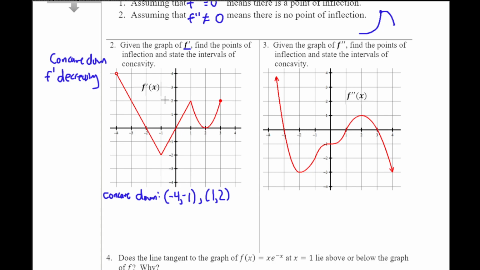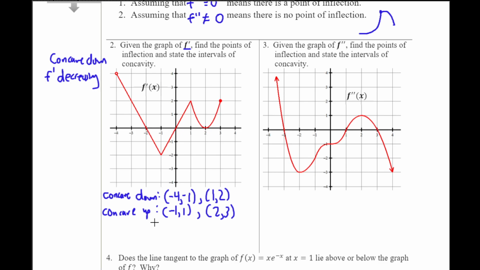Remember, decreasing and negative are two different things. You'll see later in question 3. But concave up is when f prime is increasing. So you see from -1 to 1, f prime is increasing, and from 2 to 3, f prime is increasing right there.